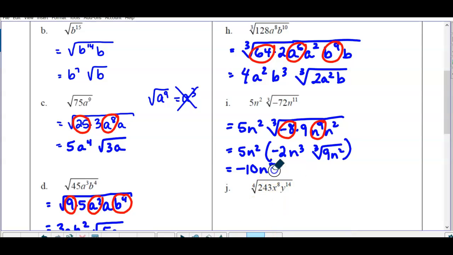Oops, gotta fix that a little bit. Negative 10n to the 5th, cubed root of 9n squared.